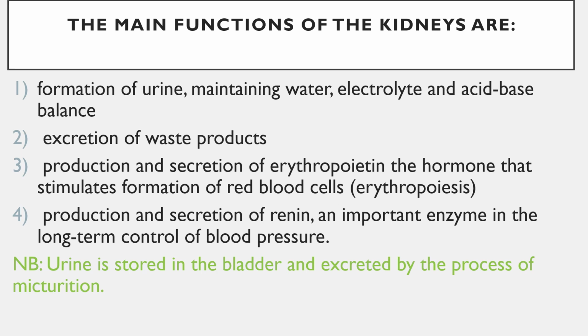Whenever a person is having high blood pressure or low blood pressure, you must know that the kidneys are also involved. So please keep that in mind, because in the following year or in the coming chapters, you'll be learning about the conditions that affect each body system. Here below I've said urine is stored in the bladder and excreted by the process of micturition. Micturition means urinating. This is just a fancy term, but it actually means urinating.